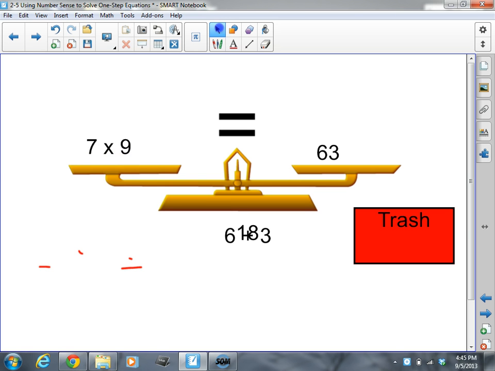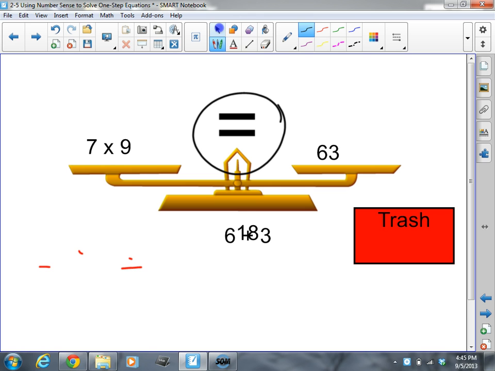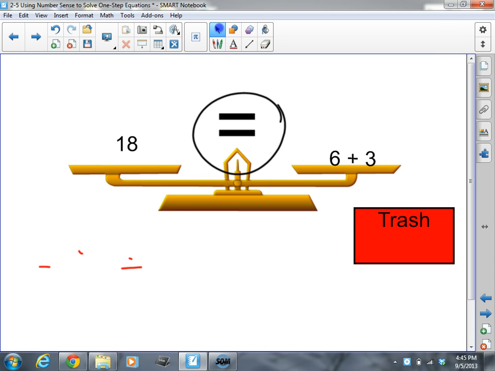63 and 7 times 9 and 63. Is it a true equation or a false equation? Well, 7 times 9 actually is 63, so we'd call that a true equation. This is equal because the equals sign tells us that both sides are equal. They are the same. Put these in the trash. Last one. 18 and 6 plus 3. 6 plus 3 is 9, and this is 18. Well, 18 is not equal to 9, so we would call this one a false equation. Let's go put that in the trash now.